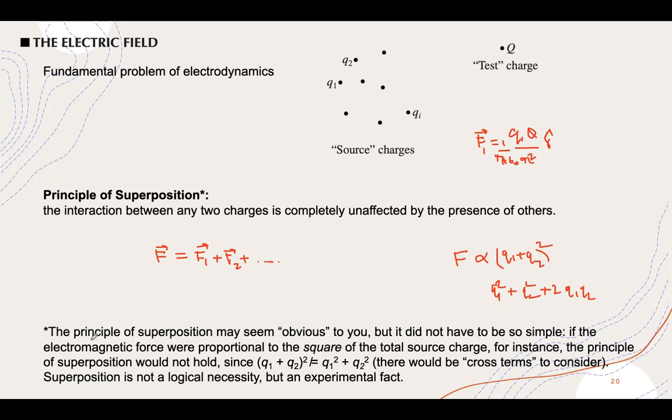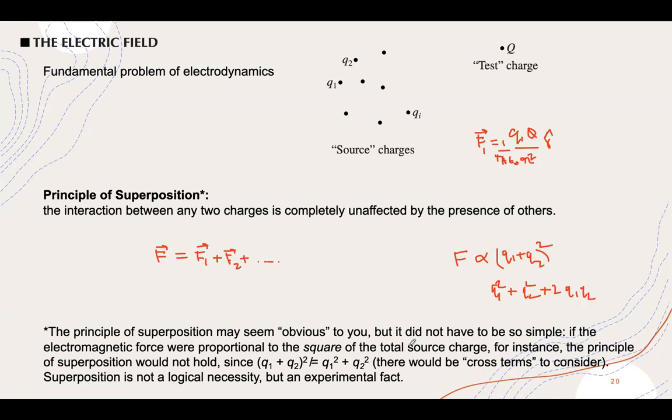What it says is that the principle of superposition may seem obvious to you, but it did not have to be so simple. If the electromagnetic force were proportional to the square of the total source charge, which I just showed here, for instance, the principle of superposition would not hold, since (Q1 + Q2)² should not be equal to Q1² + Q2². Why? Because there is a cross term, right? This is 2 times Q1 Q2.